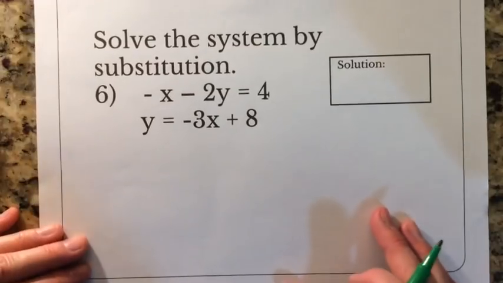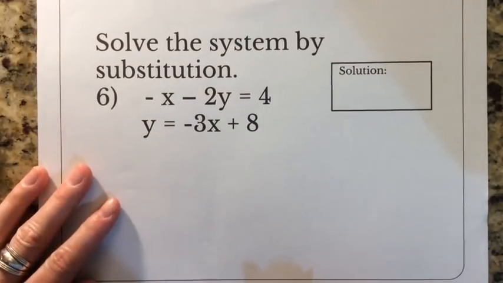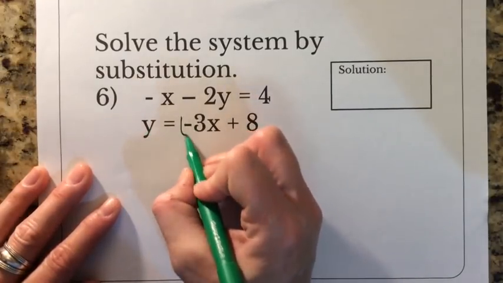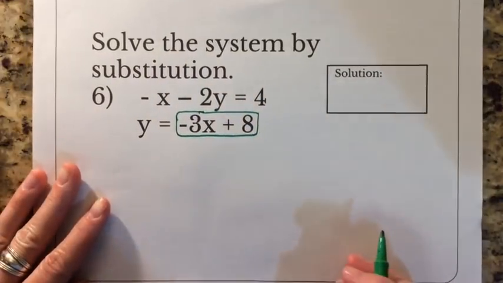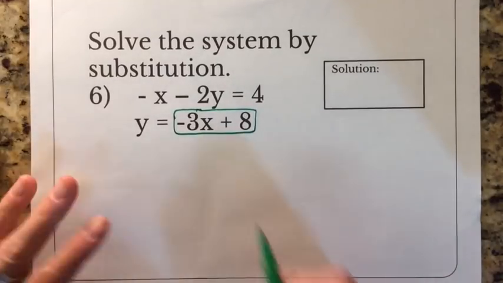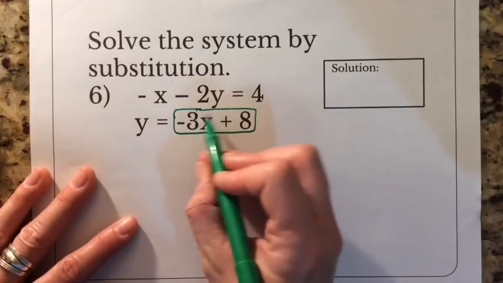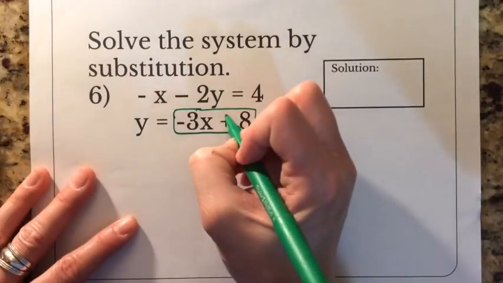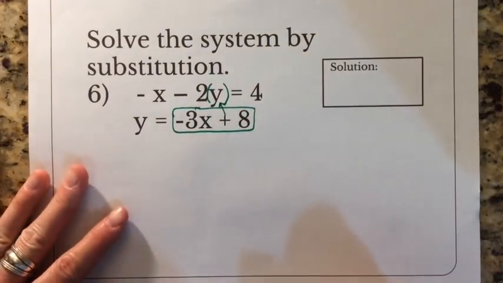Last one, number 6. Take a look at the equations. Which one has the package? Do you see the second one? It's solved for y. y equals, and there we have it. So if y is equal to -3x plus 8, I should be able to take -3x plus 8 and substitute it into the other equation in place of y.